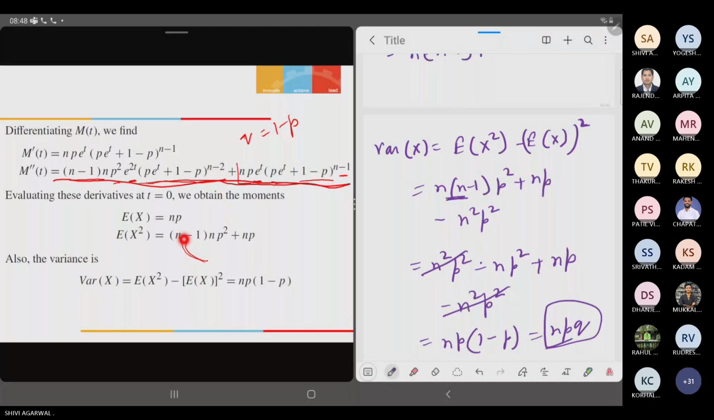Got it? Any query in this one? Are you getting these points? Please reply back. So this is the use of the moment generating function. Without using the complete formula, the summation over all x of x f(x), which becomes a little bit lengthy, we are just calculating these moments or parameters, the expected value of x and the variance of x, by using the moment generating function. Okay.